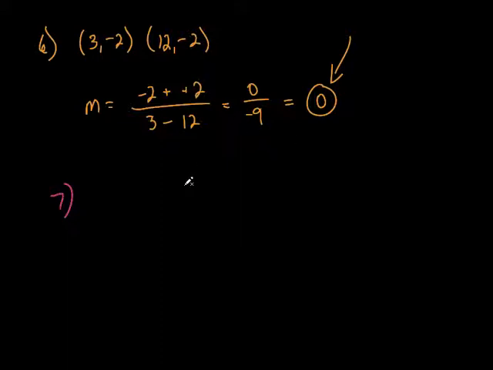All right, let's keep going. Number 7. Let's put the points here. So I've got 8, 6, and I've got 8, negative 4. All right, so let's do this, and we're finding the slope again with this stuff.